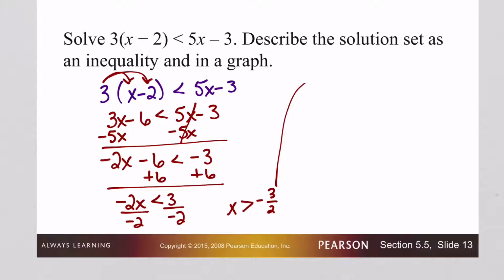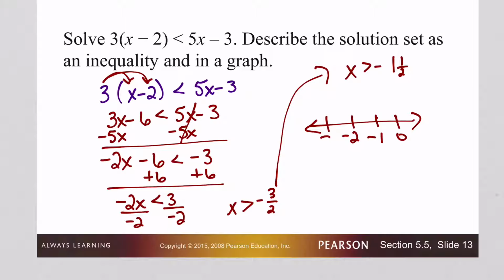Now I'm going to rewrite this up here. x is greater than negative 1 1/2, because sometimes that's easier to graph whenever you turn it into a mixed number. So I'm going to put 0, negative 1, negative 2, negative 3. Notice I stuck with the whole numbers, because I can easily find negative 1 1/2. It's in between negative 1 and negative 2. I have an open circle there, and I just estimated where negative 1 1/2 was.